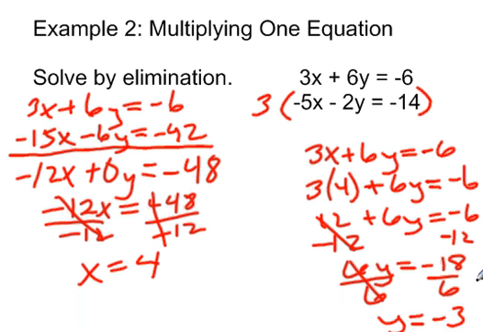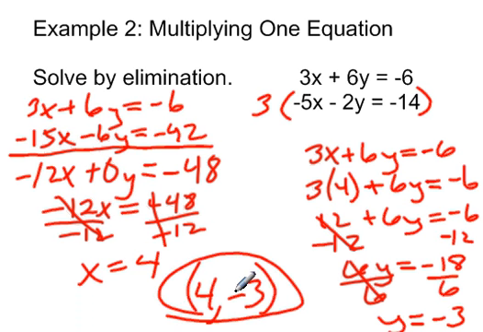Okay, like we discussed in the last problem, the solution to solving a system of equations is going to be a coordinate point when we're talking about linear equations. So my answer this time would be 4, negative 3. Okay, and I'm done with that problem.